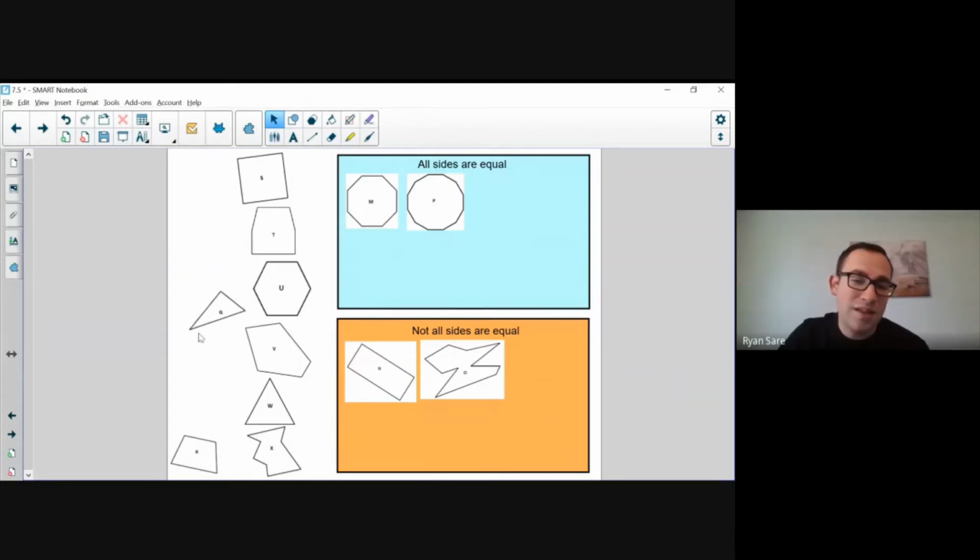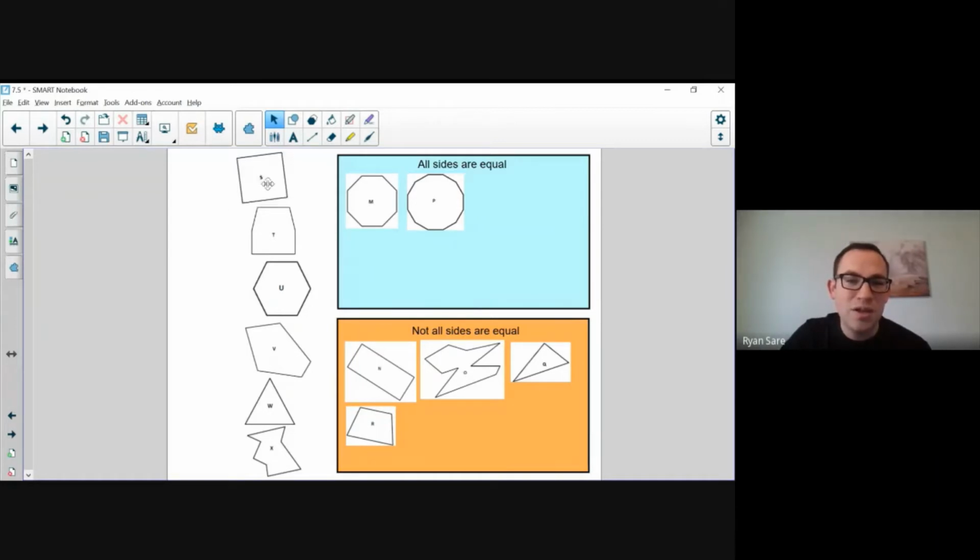Well, this side looks a lot longer than this side, so I'm going to say no, not all sides are equal. We're going to put it down here. With this one, this is a parallelogram. We talked about it yesterday a little bit. It is a quadrilateral, and it looks like these two lines are parallel, but they're not the same length because these kind of angle outwards. So we're going to put this shape down here.